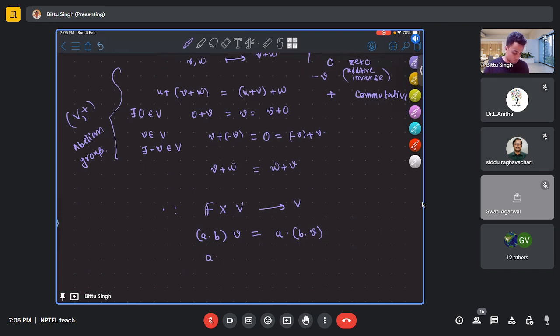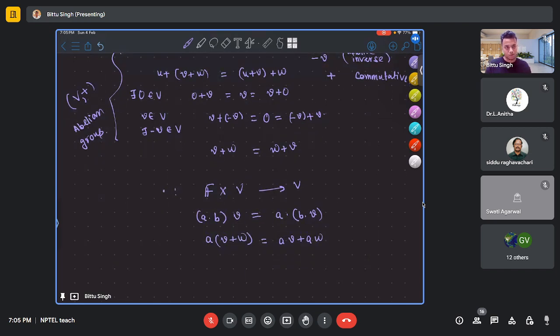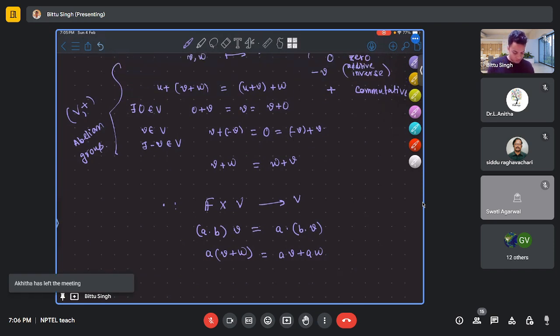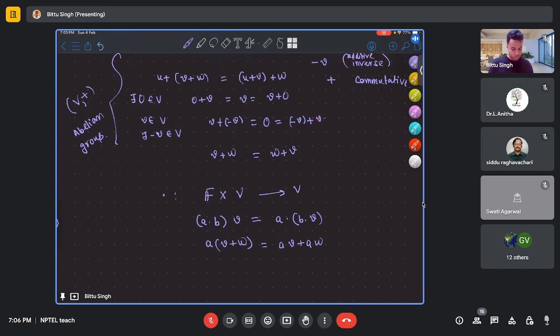Similarly, it satisfies the distributive property. This is left distributive, and there is also a right distributive property. Those are the things that need to be satisfied. And another thing is, a field always has an identity element 1. 1 multiplied with v gives v.